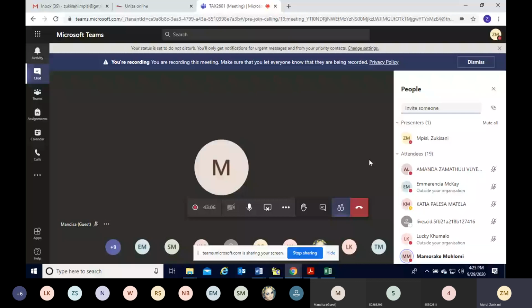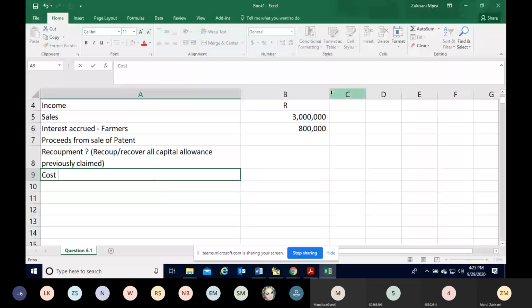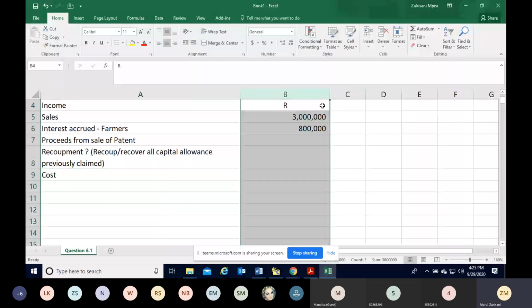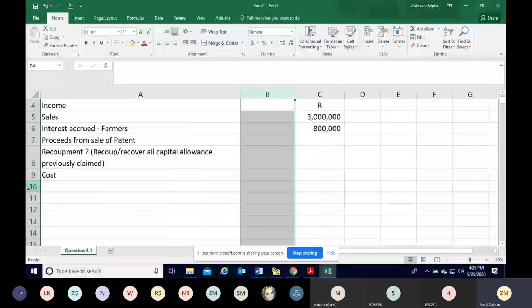So that's basically what SARS is saying. So please excuse that I will not have a neat answer sheet for you, but I just wanted to give you the context. So now what must we do? What we need to do now is to look at what was the cost that was incurred for this asset, so that we can calculate the recoupment.